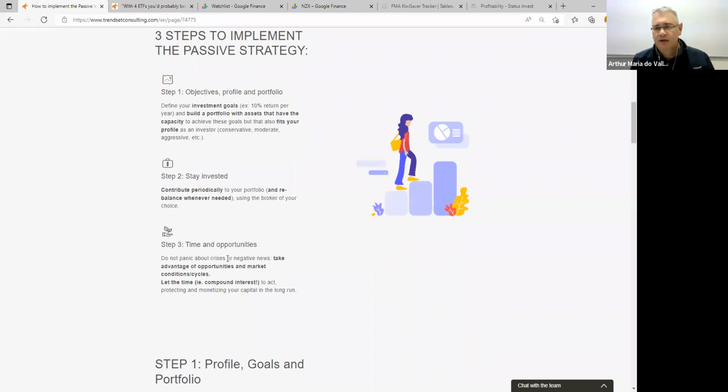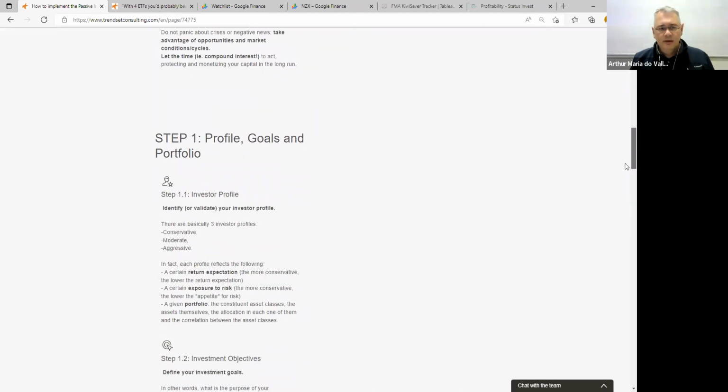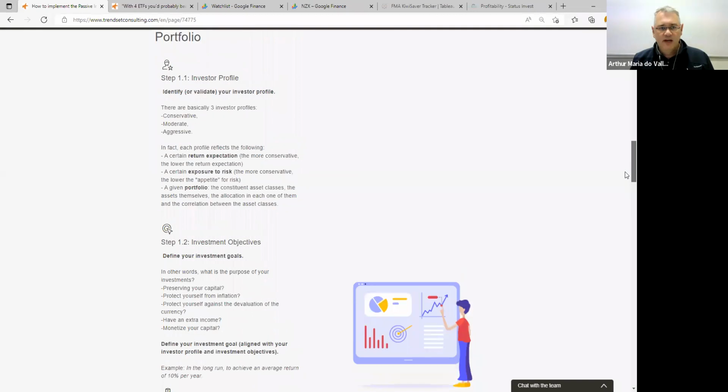So do not panic, do not follow those news, keep your strategy, keep buying as per your plan, and let the time act on that. So over the long term, you are supposed to get very good profit, because historically, everyone is getting it if they stay invested for 10, 12, 30 years. Okay, good. So let's take a look in more detail at each one of those steps.